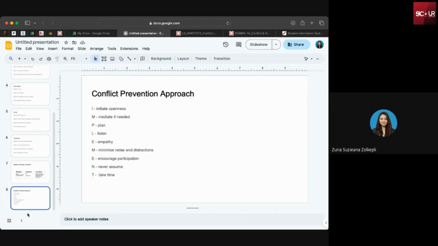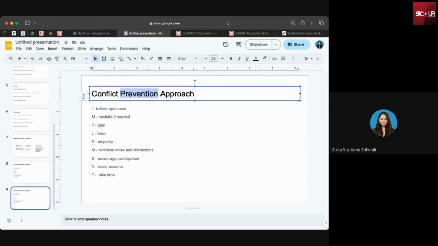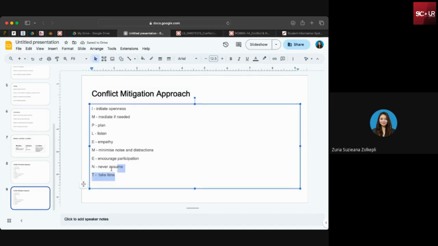Okay, next is what we call, after we have conflict prevention approach, conflict mitigation. Okay, mitigate. We try to, before it comes worse, right? So this one, maybe it can happen when the conflict is small. Okay, masa tu tak teruk lagi. Just like a mitigation approach.